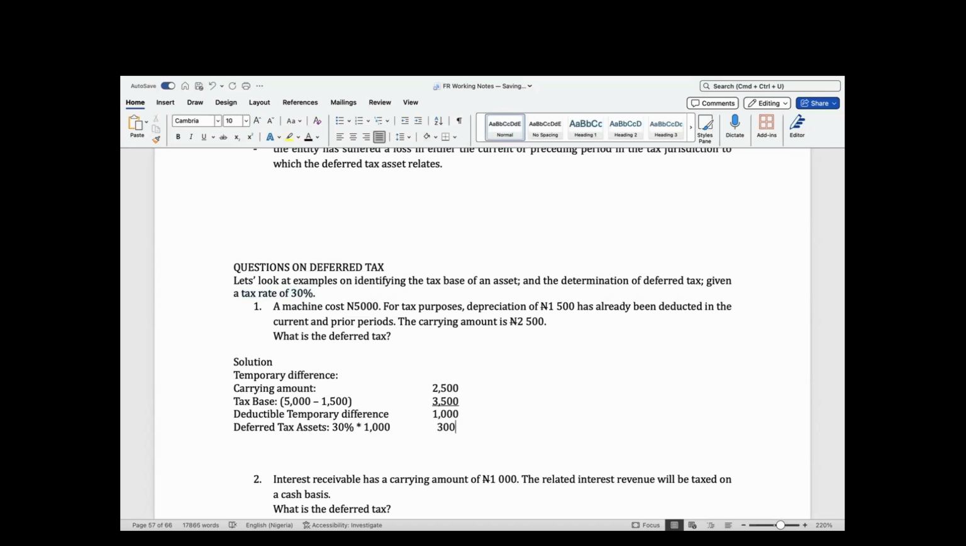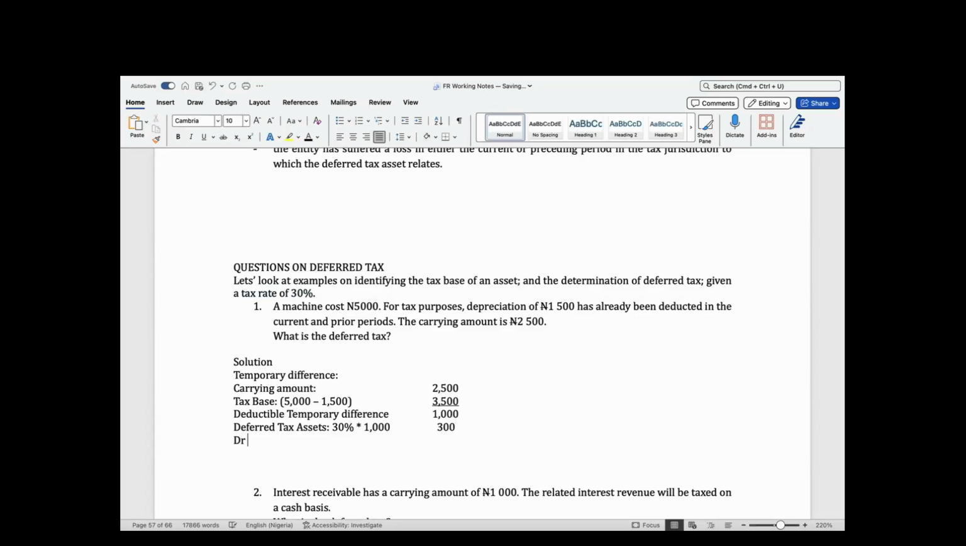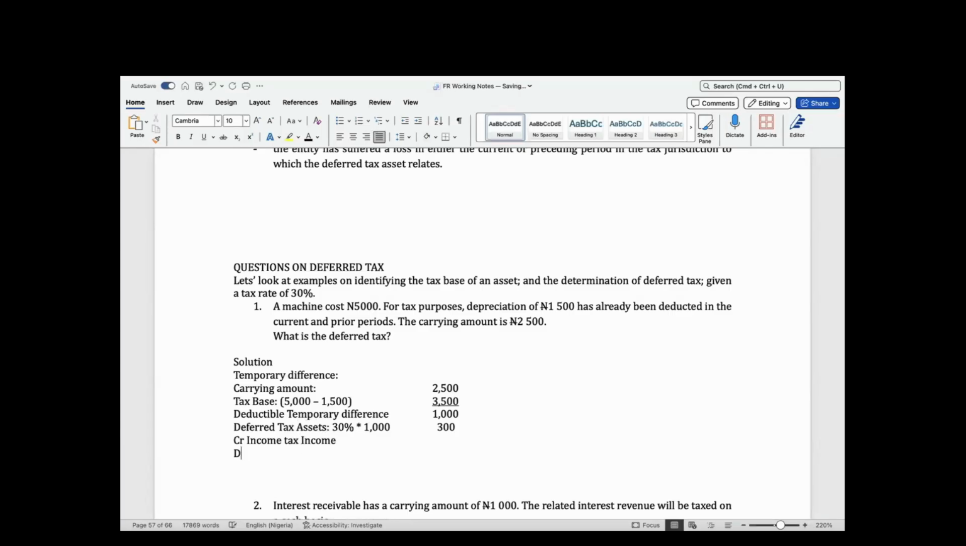And you know that this 300, I'm going to debit, in this case, my income tax to P&L. But since it's an asset, it's not going to be a debit, it's going to be a credit. It will not be an income tax expense. It will be an income. Then I debit my deferred tax asset with this 300 naira deferred tax.